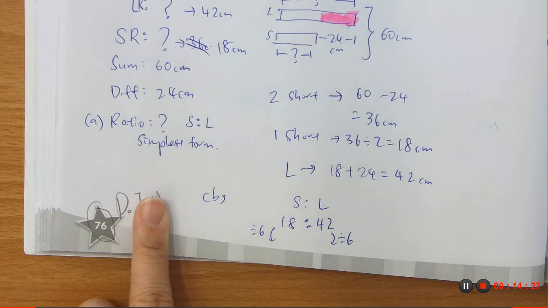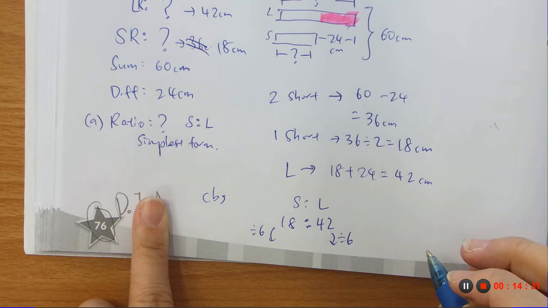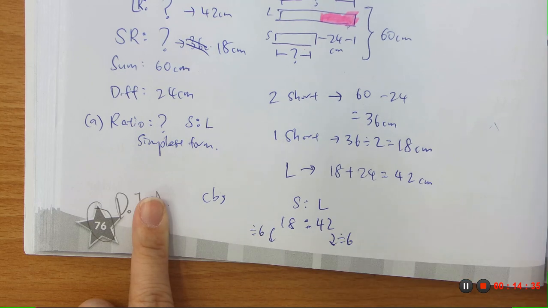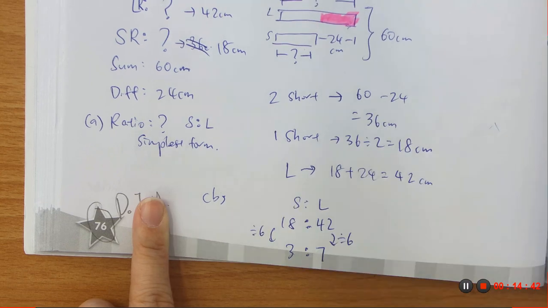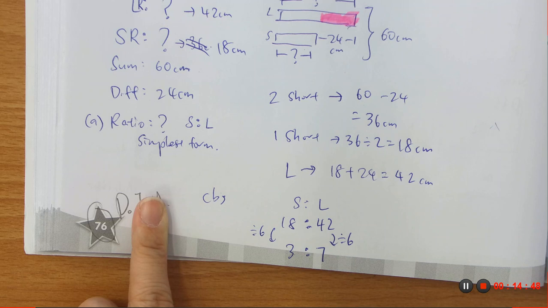And Kaisha, what's the answer? Three is to 7. 3 out of 7 is the correct answer also. It's another next page. But you're asking for ratio, not fraction. So it's 3 is to 7. Okay, Ken? Done? Okay, then we move on.